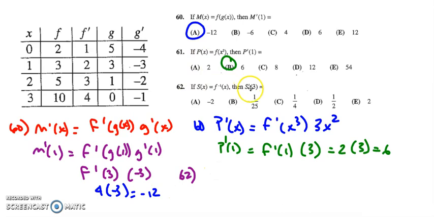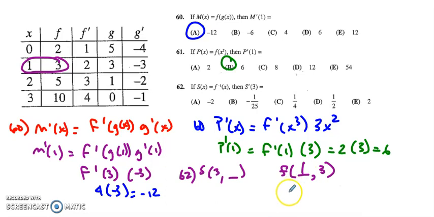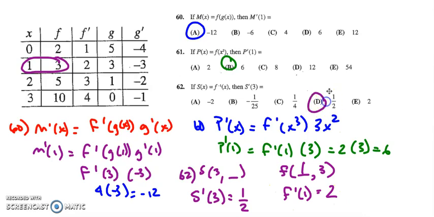So we know that the input into S is 3, and the output of S is something. This is the S function. S is the inverse of F. So on the F function, my input is something and my output is 3. So looking at the table, that means my input was 1. So I now need to find F prime at 1. Looking at the table, that value is 2. So the derivative of S at 3 is equal to the reciprocal of the derivative of F at 1. So the answer is 1/2, or D.